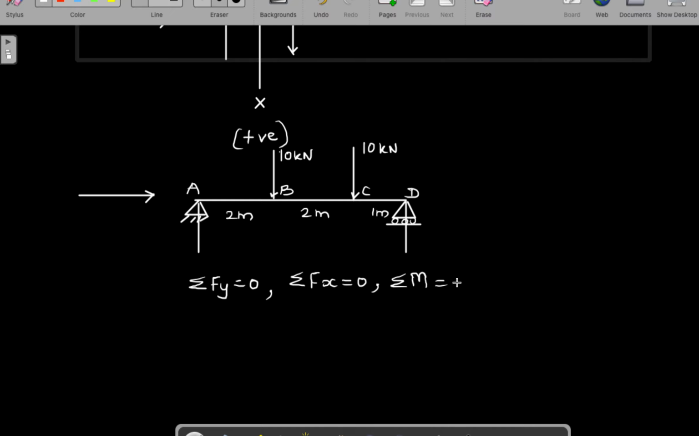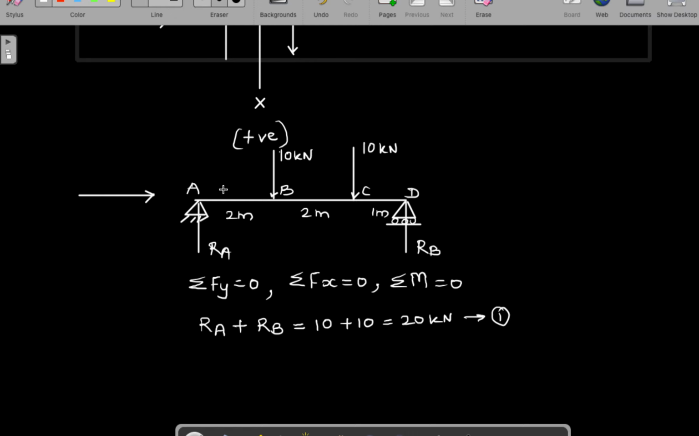Okay, now we can say RA plus RB is equal to, the upward direction forces are positive and downward direction forces are negative. So we can write this equation as, let's say reaction at A is RA, reaction at B is RB. So 10 plus 10 is equal to 20 kilonewton. Okay, so this equation we have, let's call it equation number 1.